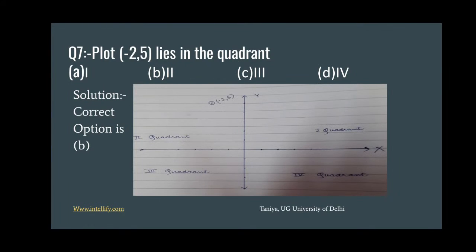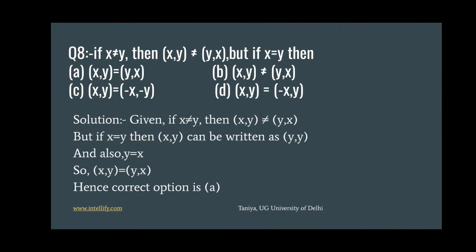so the correct option is B. The next question is: if x is not equal to y, then (x, y) is not equal to (y, x), but if x is equal to y, then the options are A) (x, y) will be equal to (y, x), B) (x, y) not equal to (y, x), C) (x, y) equals (-x, -y), D) (x, y) is equal to (-x, y). In this question it is given that if x is not equal to y, then (x, y) is not equal to (y, x), but if x is equal to y, then what will be the condition?